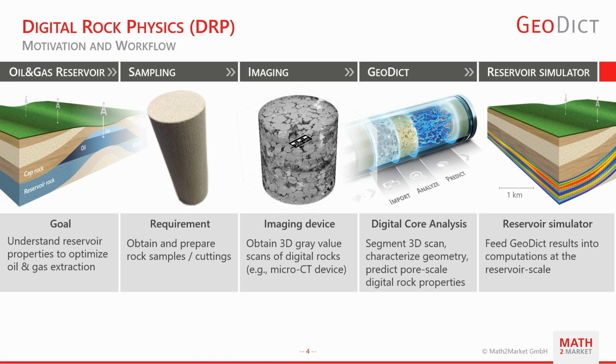Prepared rock samples may be measured via 3D imaging devices such as high-resolution microscopy to obtain a 3D gray value image. With such a reconstructed image scan, GeoDict may perform a digital core analysis. All the steps from image processing, segmentation and characterization, and the prediction of pore-scale rock properties. GeoDict results are then fed into reservoir simulators for kilometer-scale simulations.